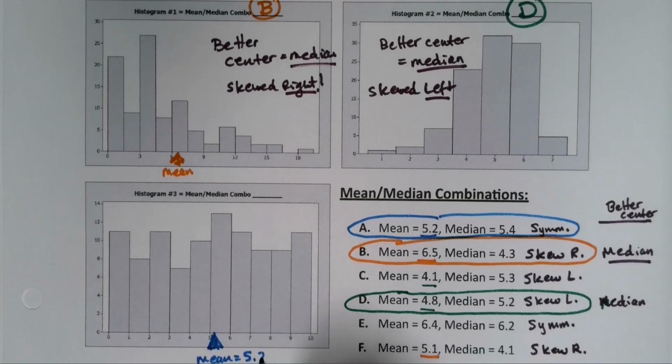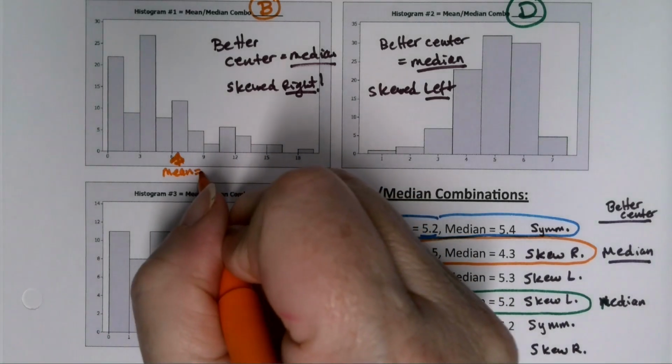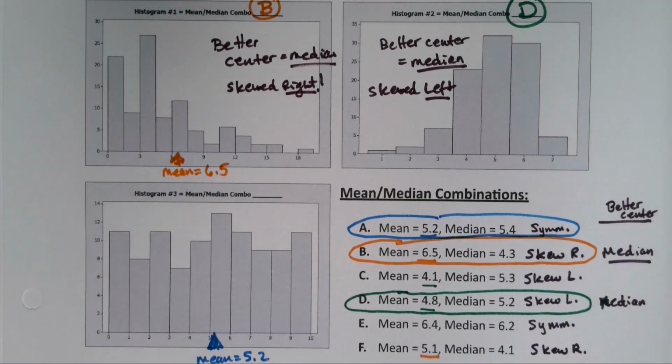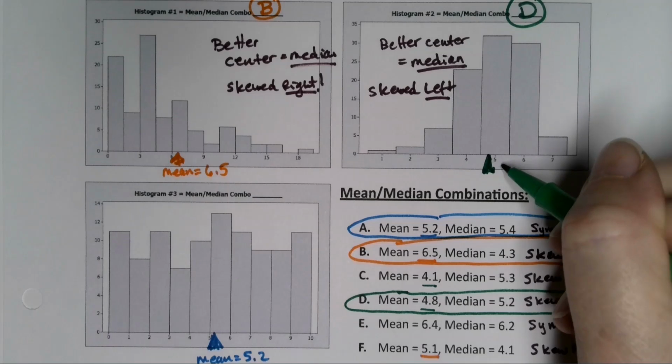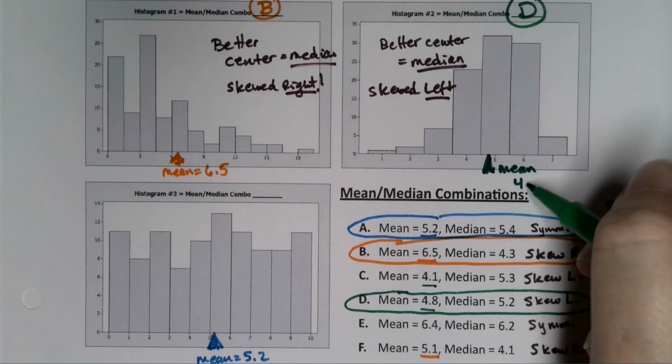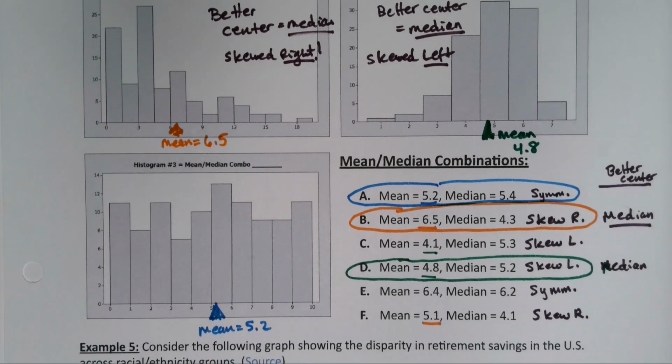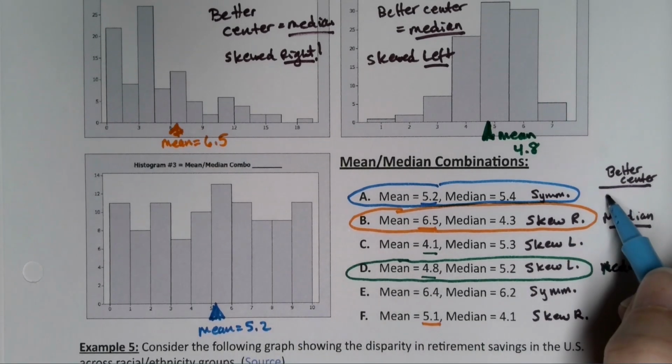It's 5.2. As opposed to this one where the mean was 6.5, and I should have done that other one, I'm sorry. That one, the mean was 4.8. It was kind of right there. That's the mean. It's 4.8. So that's how you can tell. It's that balance point. All right, now what's the better measure of center for this one?